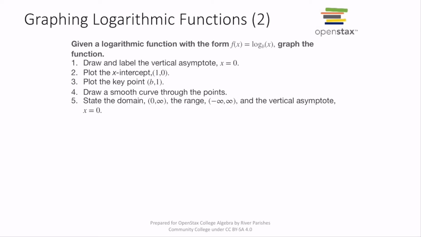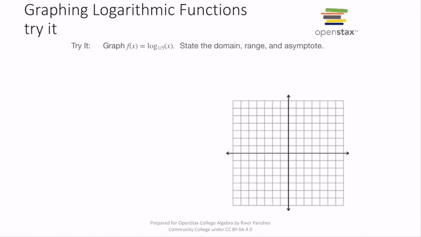So how would you draw the function here? First we draw and label the vertical asymptote x equal to 0. Second we plot the x-intercept point (1, 0) and we plot the key point (b, 1), and finally we draw a smooth curve passing through those two points, and finally we state the domain, range and the vertical asymptote. So let's start with log base 1/5 of x.